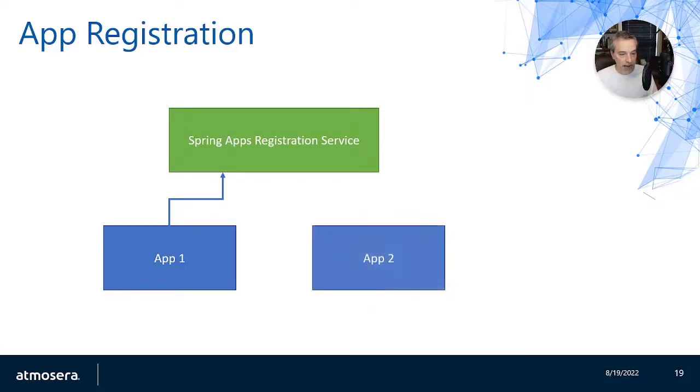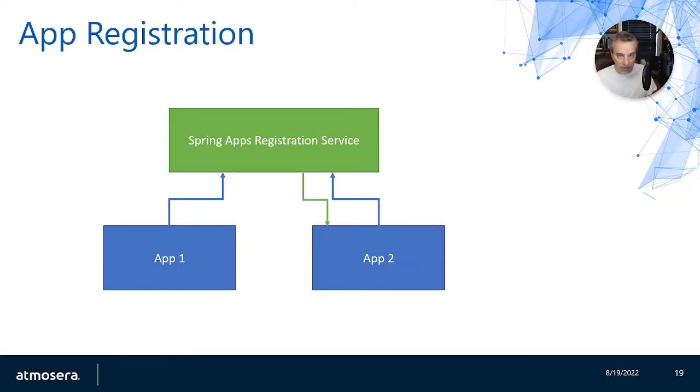So in the instance of App 2, it comes online and it might register itself. It might not, it just depends on the application. It's going to register itself with the registration service as well. So if it wants to use the service available in App 1, then it needs to go figure out where that is. So it's going to go to the registration service and ask for instances of App 1. And so it's just going to request that from the registration service.